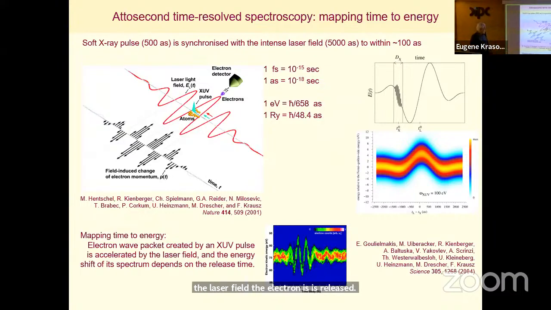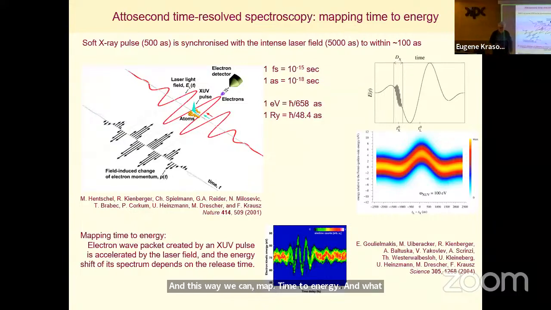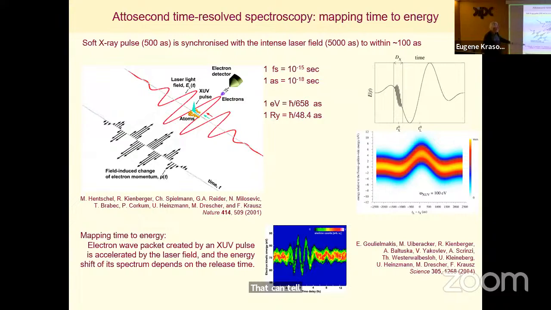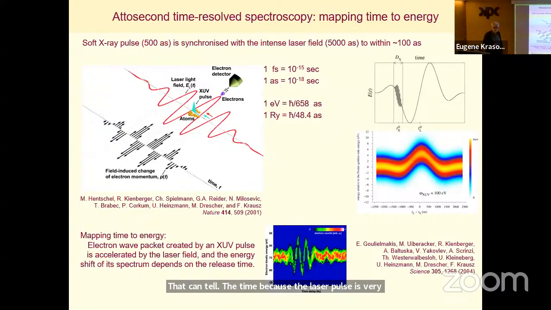And this way we can map time to energy, and what they study are the phase shifts of these streaking spectrograms that can tell you the time, because the laser pulse is very well temporally characterized, so they know at which time which phase appears.